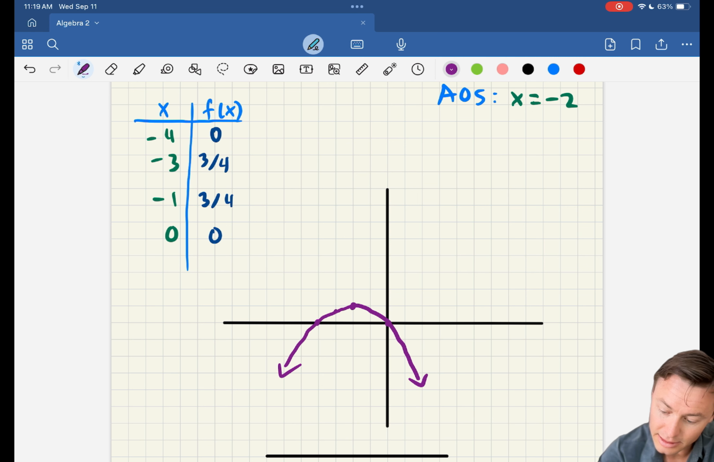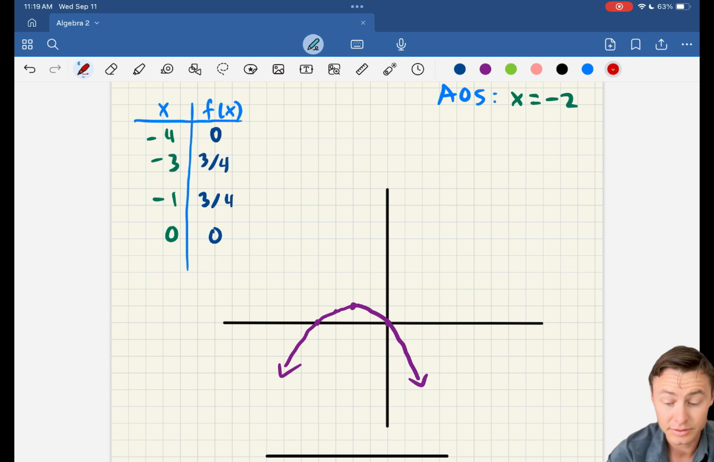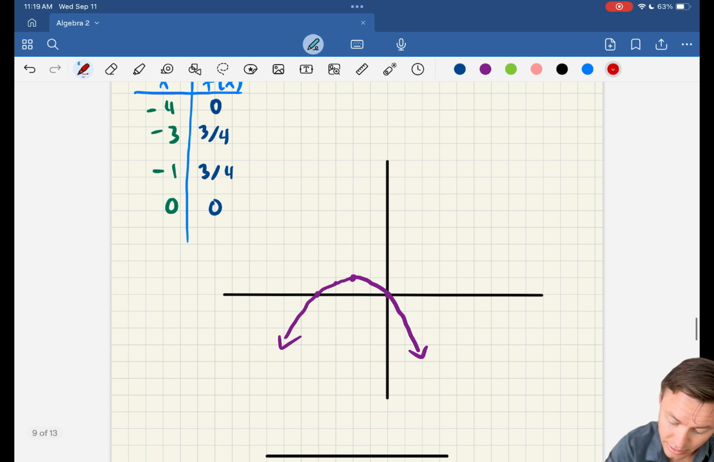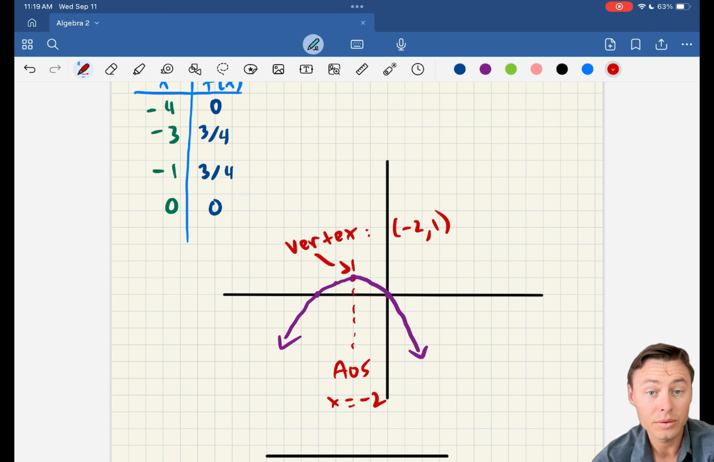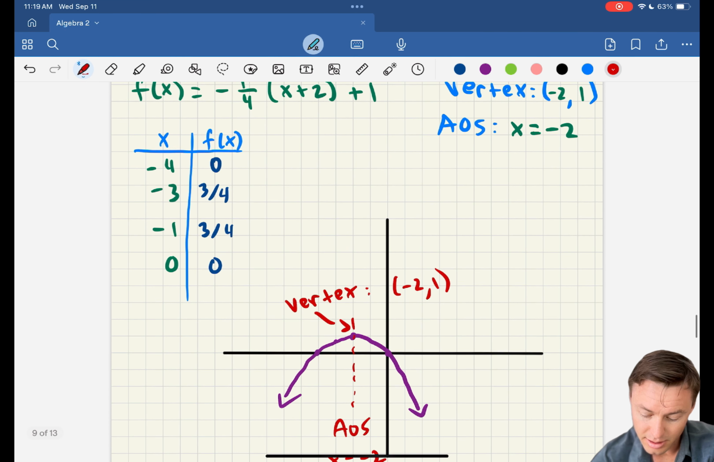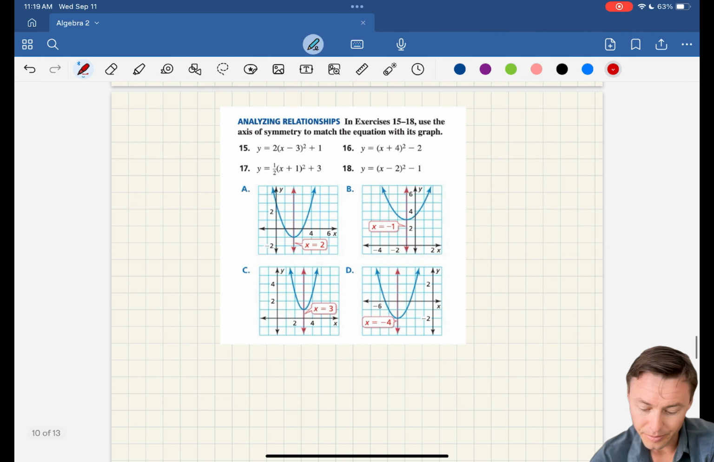Great. And then it wants us to label our vertex and our axis of symmetry. So our vertex is right here. That's our vertex, and that's at -2, 1. And then our axis of symmetry is right here, AOS, and that's at x equals -2. Great. Awesome. Let's look at our next example.